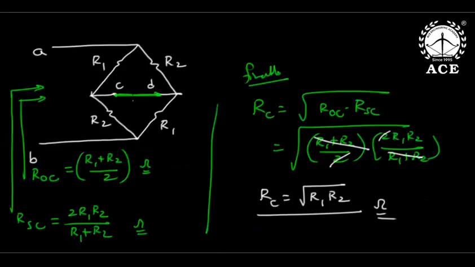ROC means you open this. Open this and see. Then R1 plus R2 is in parallel to R1 plus R2. But RSC, if you see, these two are in parallel, and these two are in parallel, and then series. That is 2 R1 R2 by R1 plus R2. And this characteristic resistance is root R1 R2.